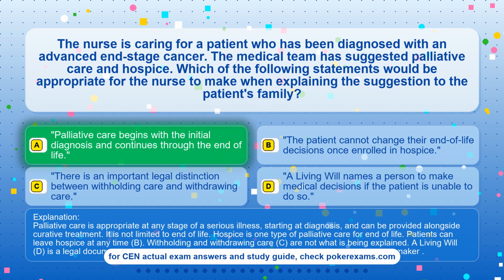B. Withholding and withdrawing care, C, are not what is being explained. A living will, D, is a legal document specifying treatment wishes, while a healthcare proxy names a decision-maker.